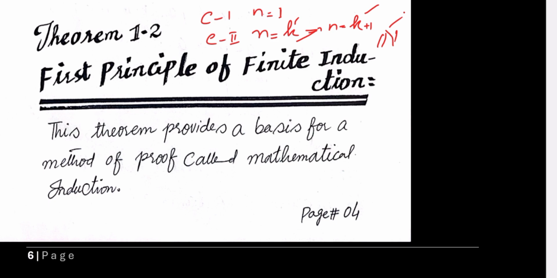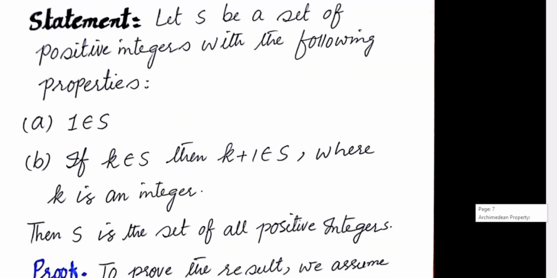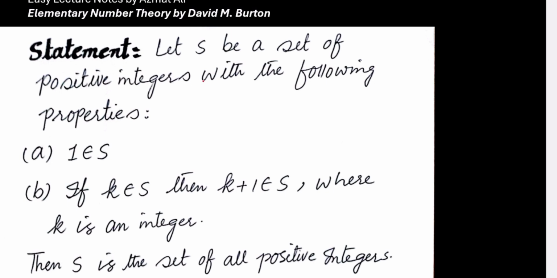The similar statement for the first principle of finite induction is, but there is some difference between both statements, but basically they are the same. Let S be the set of positive integers. Here, S being a set of positive integers means S is a subset of positive integers, S is not a complete set, with the following property that satisfies the following two properties.